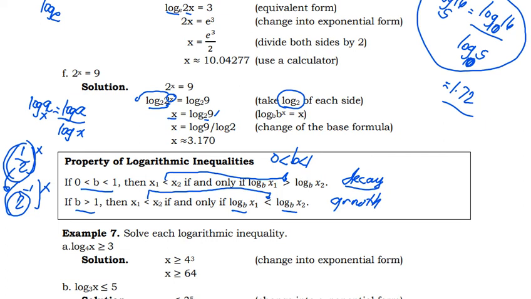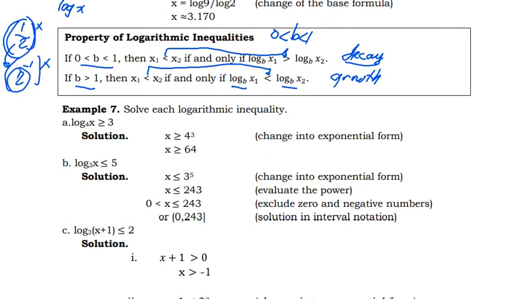Okay. So say for example, we have example 7. Solve each logarithmic inequality. We know that 4 here is greater than 1, and therefore this is a growth, or we can say that this one does not change the direction of the inequality, and therefore we say that x is greater than or equal to 4 cubed, since this is the base and this is the exponent. Therefore, we have x is greater than or equal to 64.